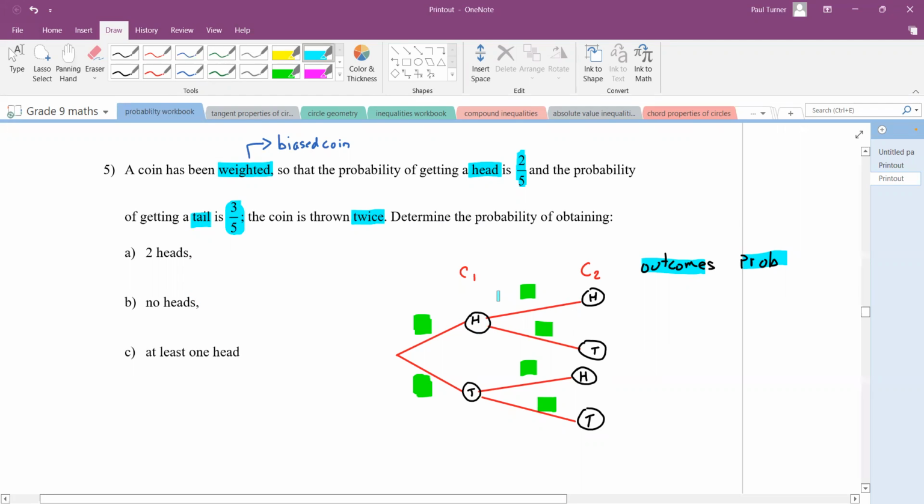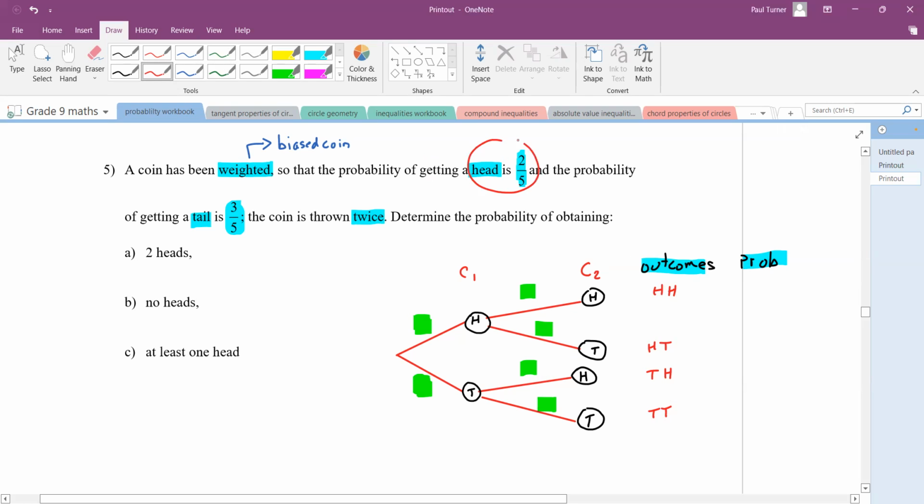So I've already pre-drawn the diagram here. And we've got head, head, head, tail, tail, head, tail, tail. So these are the 4 outcomes that are going to happen. So we can write those first. So we're going to get a head, head, a head, tail, a tail, head, a tail, tail.